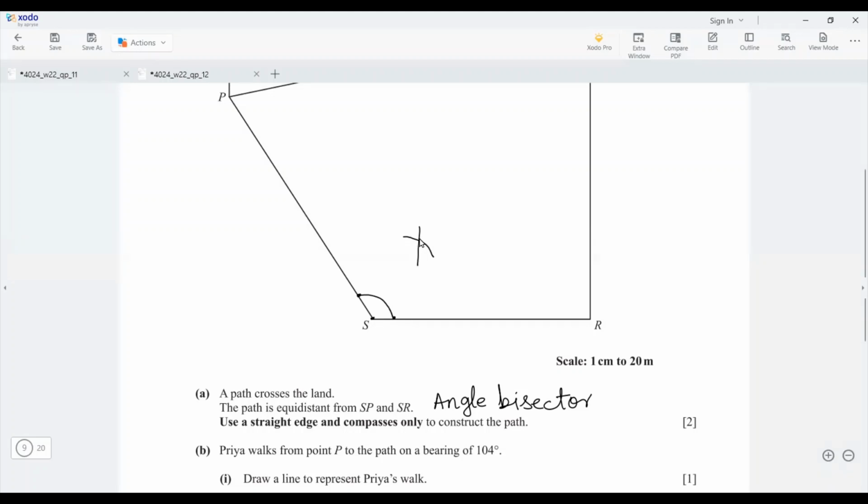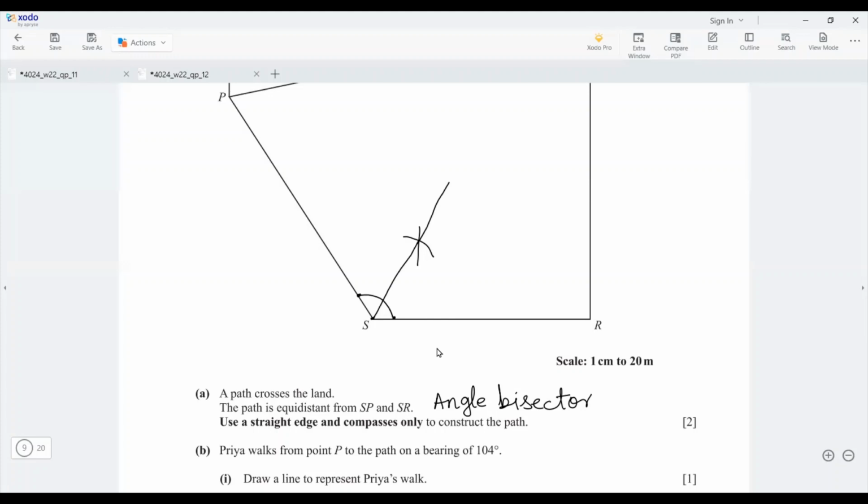So that will be the angle bisector. So it is the path, okay? And it is equidistant from both of the lines. If you move from SR to this line, it will be the same. And similarly, PS to that line will have the same distance.